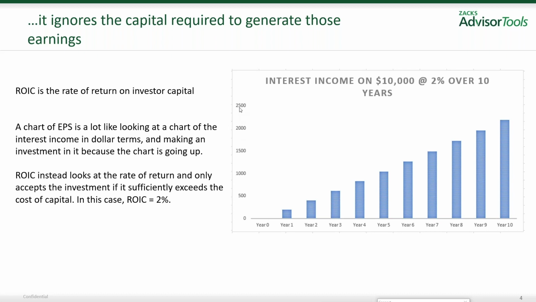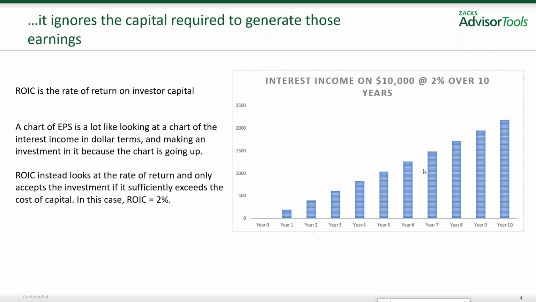However, your earnings, or in this case, your interest income, is dependent on two factors. It's dependent on the initial capital that you invested into it, and it's also dependent on the rate of return that you're generating on that capital. So ROIC is the return that you're generating. That's the 2% interest rate.